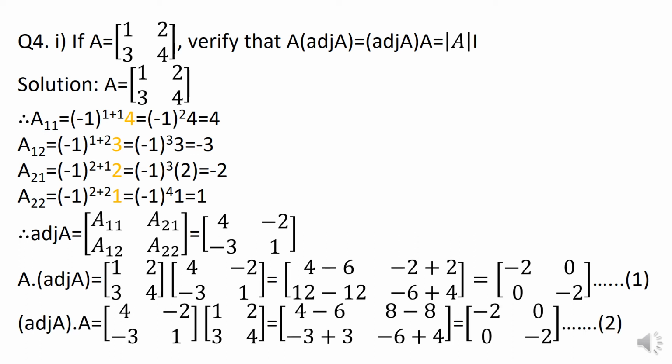Similarly, adj A into A. Remember, matrix multiplication is not commutative. So as a result, A into adj A need not be equal to adj A into A, but here it is coming as equal. Both of them are giving us the same value as you can see over here.